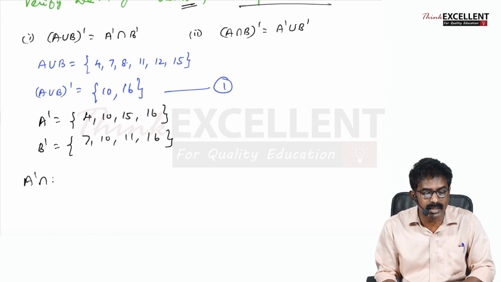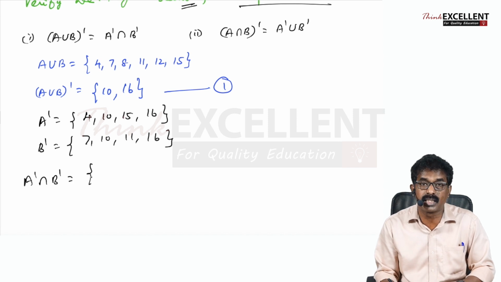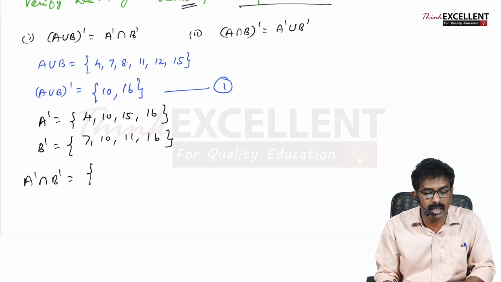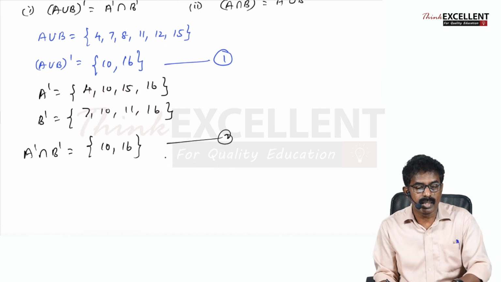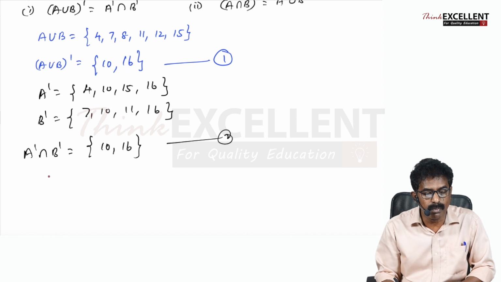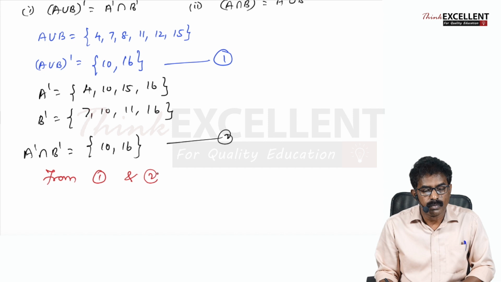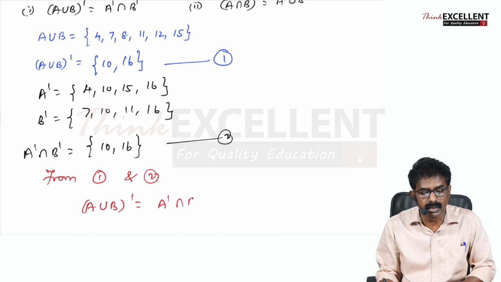A dash intersection B dash. What is intersection? Take the common elements. What are the common elements here? 10 and 16. Take it as equation number 2. See, 1 and 2, are they same? Yes. So from 1 and 2, A union B the whole dash equal to A dash intersection B dash is verified.